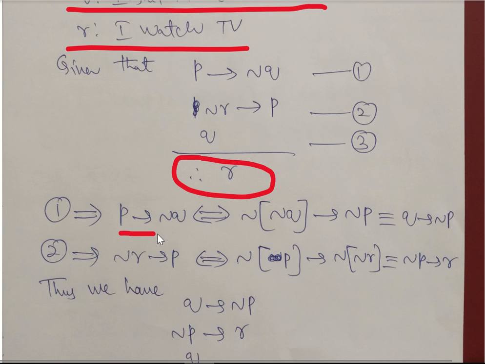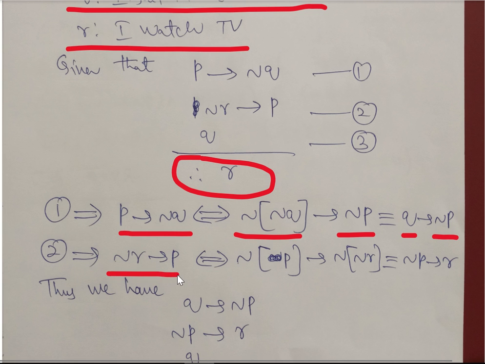So P implies Q, just now we have discussed, is equivalent to its contrapositive, that is negation Q implies negation P. So I am using the contrapositive here. Negation of negation Q implies negation P, applying the double negation, negation of negation Q is Q, so Q implies negation P. So P implies negation Q is logically equivalent to Q implies negation P.